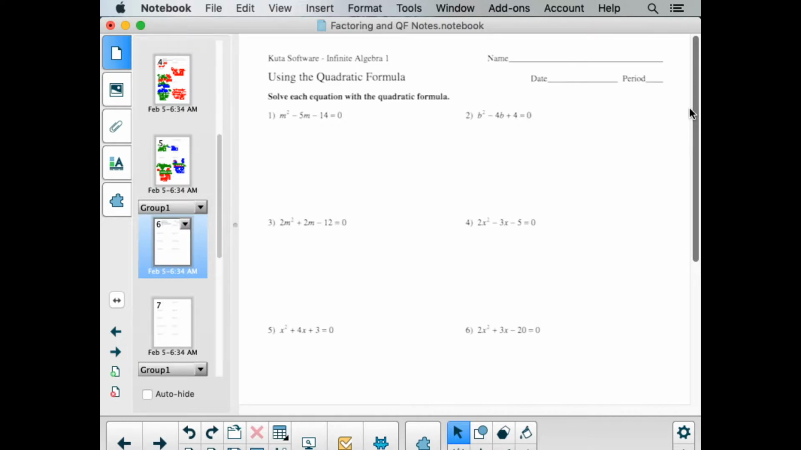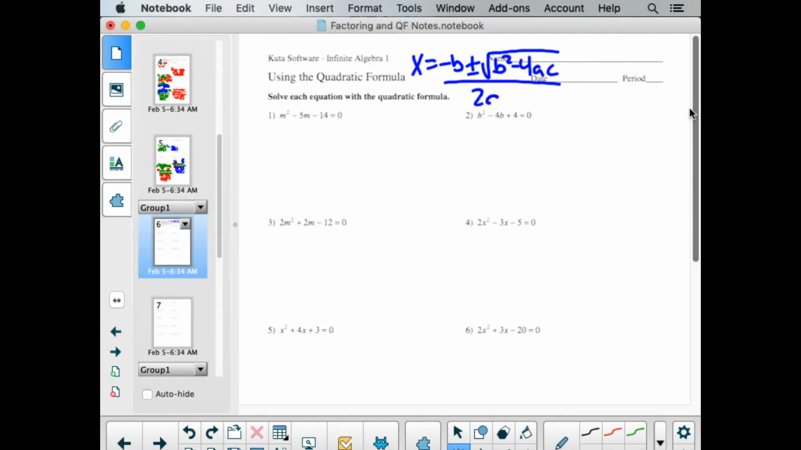So there's a song. You may know the song. I will not be singing it for you, but this is the quadratic formula. So it's x is equal to negative b plus or minus the square root of b squared minus 4ac all over 2a. Now you might be wondering, where do those a, b, and c values come from? Well, they come from this.